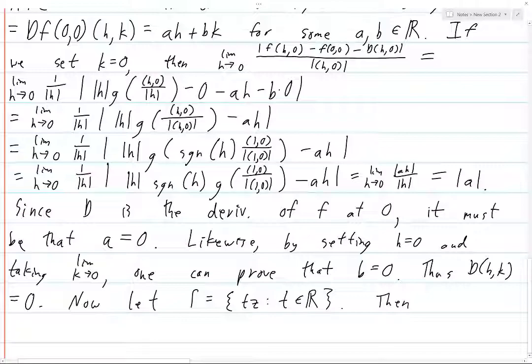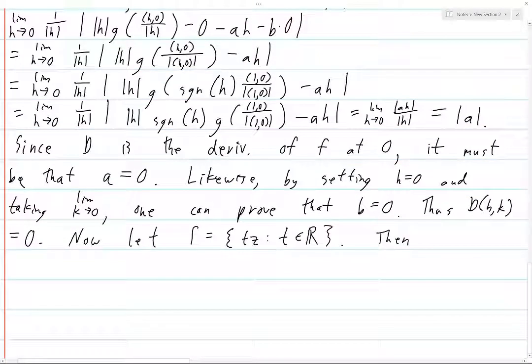Then what we can do is take the limit as (h, k) approaches 0 along the curve gamma. We take f of (h, k) minus f of (0, 0) minus the derivative of f at (0, 0). Of course, we divide by the norm of (h, k).